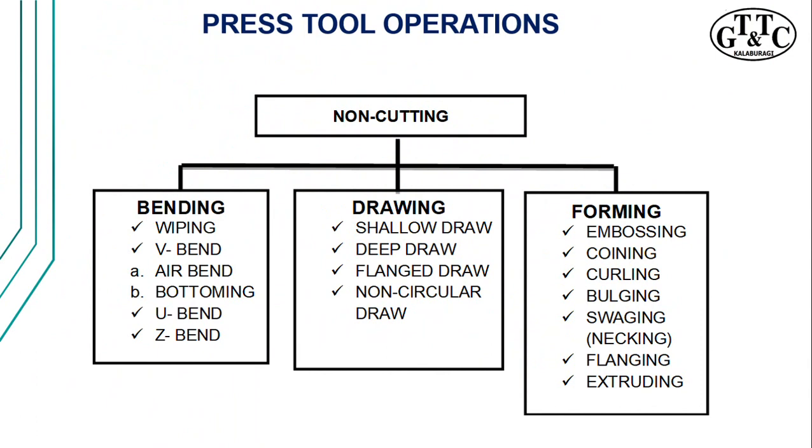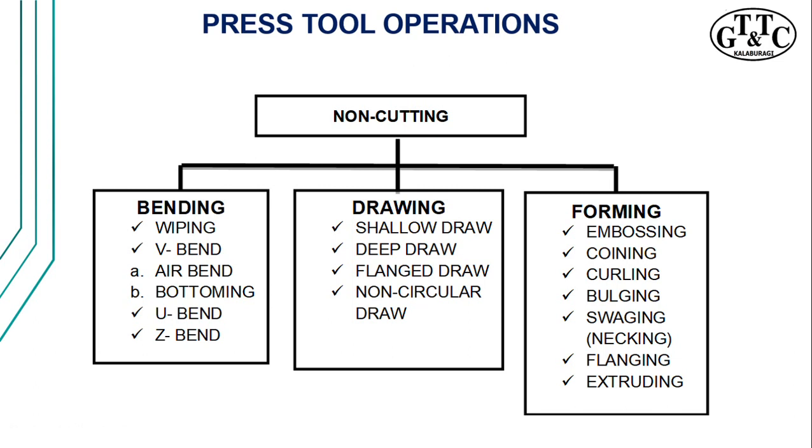As we go to some of the other operations in depth with the non-cutting operations, which we call advanced press tool operations, these are the operations in bending: you can find a wiping tool, V bending operation, air bending, bottoming of dies, U bending, Z bending. And in drawing you can see shallow drawing, deep drawing, and flange drawing. This drawing is a very difficult part because we have to maintain the flange as well as draw with a cylindrical die.